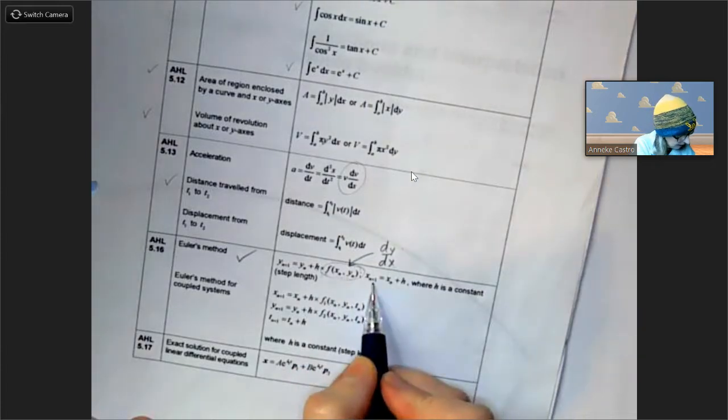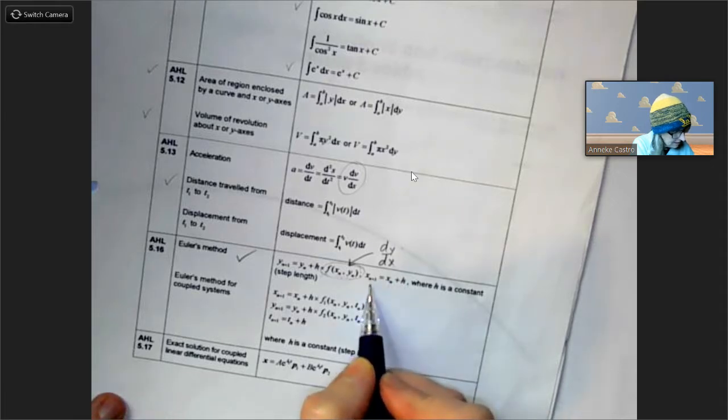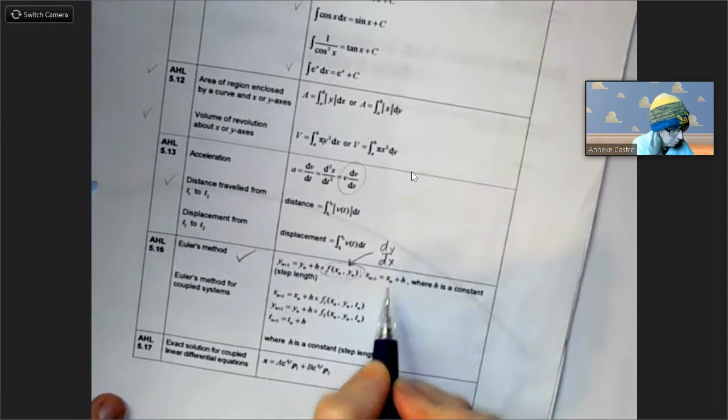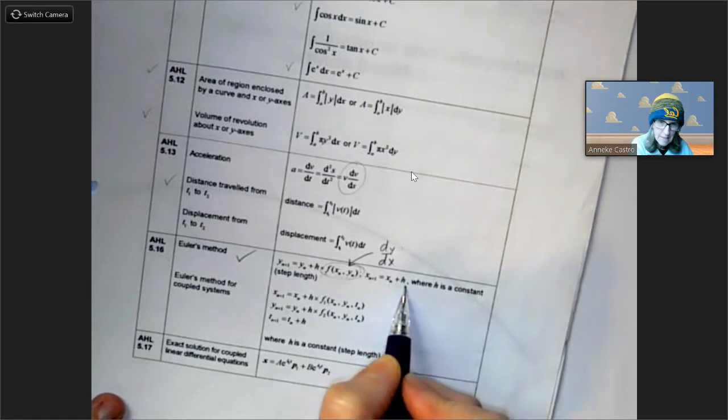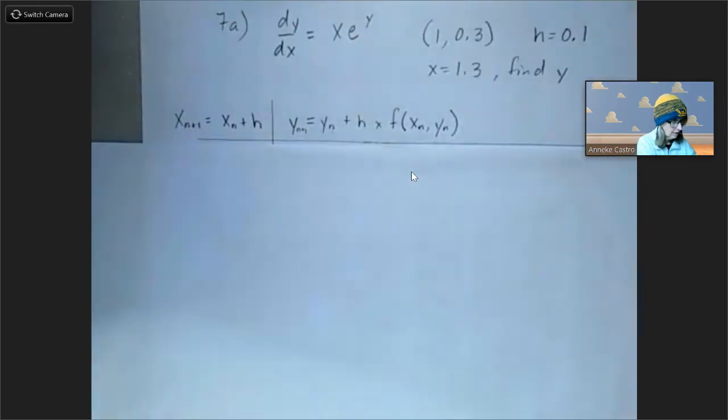Okay, then this part over here says x sub n plus 1 is equal to x sub n plus h. What does this mean? This means to get the next x, you take the previous x and you add the step value to it. So that's what we've got here in my table. I took these straight from the formula packet.